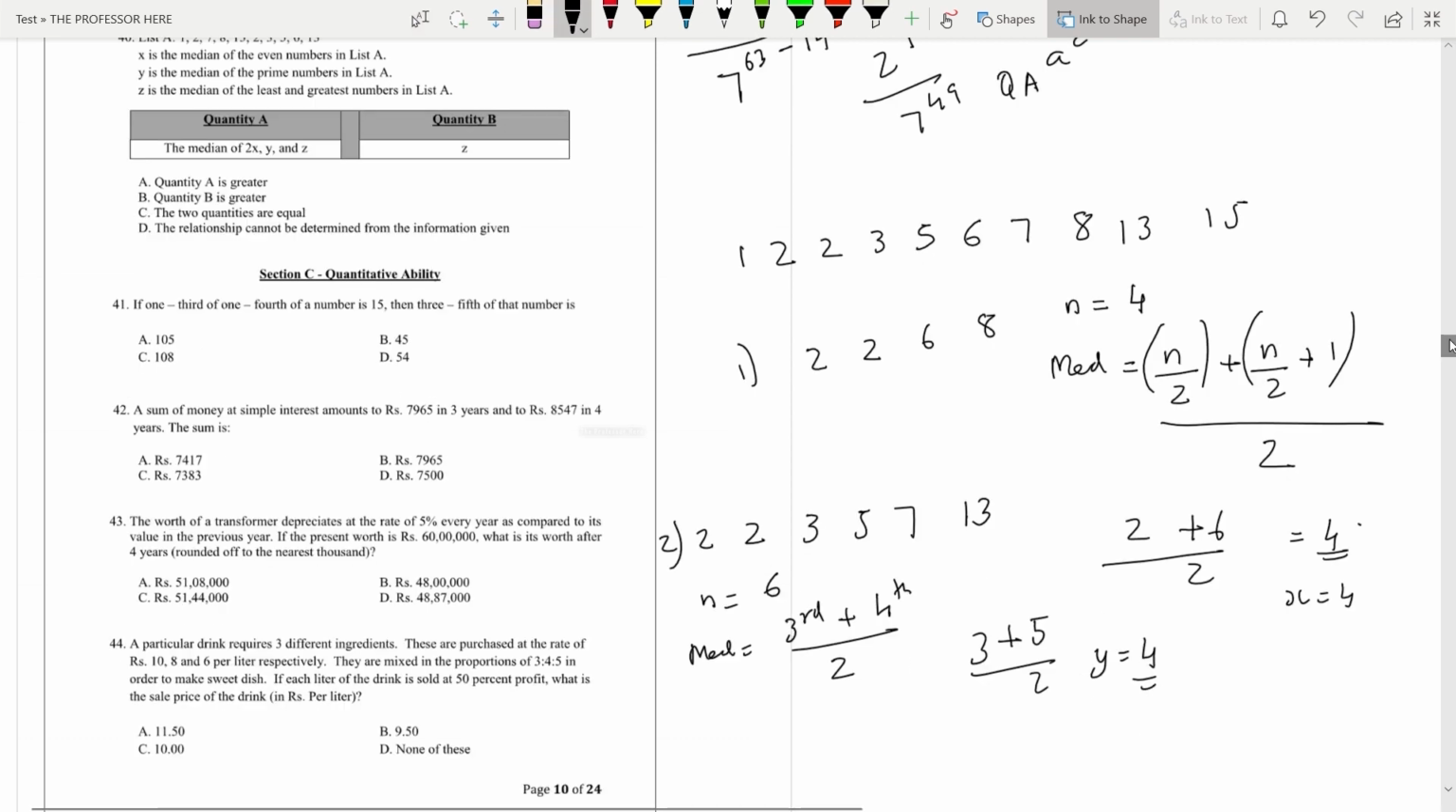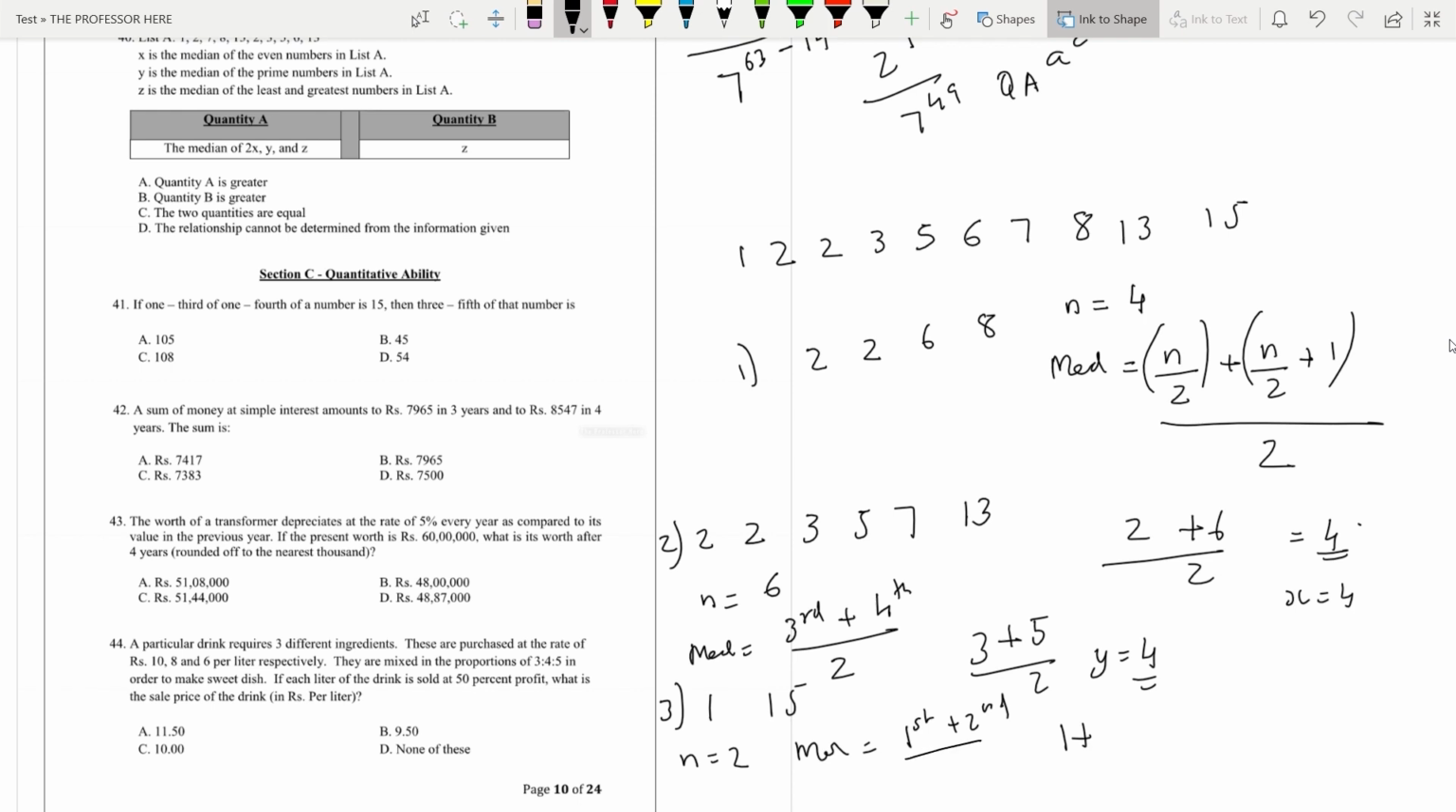So now for the third part, Z is the median of the least and greatest numbers in list A. The least number is 1, and the greatest number is 15. So here n is equal to 2. So the median is first and second position, which is 1 and 15, 1 plus 15 by 2, which is 8. So Z is equal to 8.